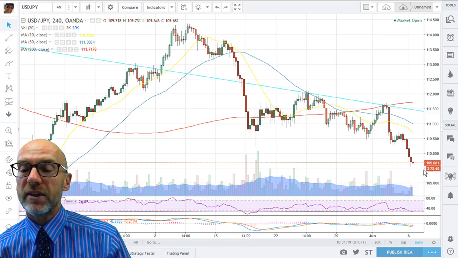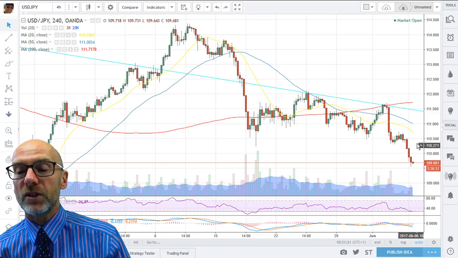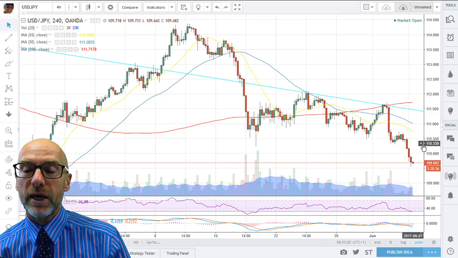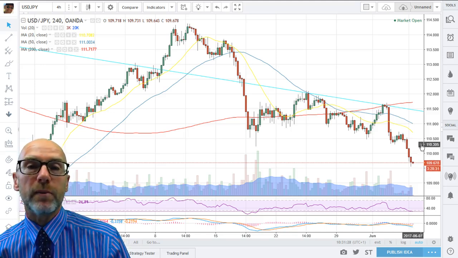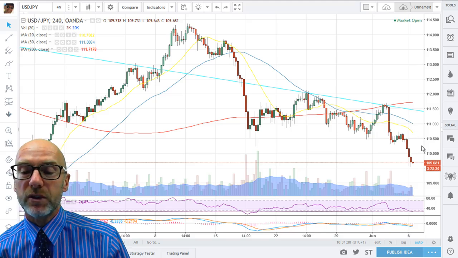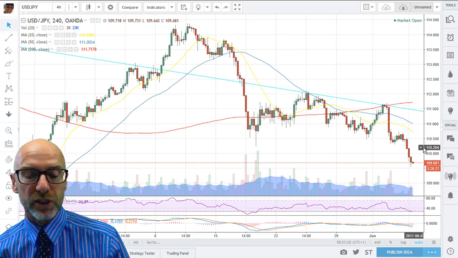So really, in the short term, maybe on this 4-hour chart, you get a bounce towards the 110.4 level, but that should be used as a further selling opportunity.